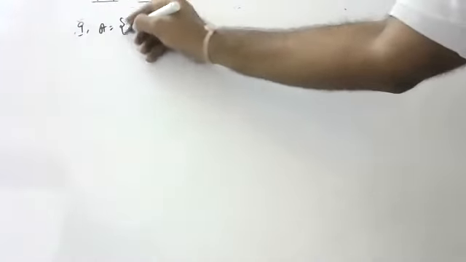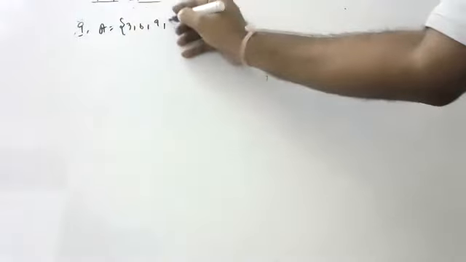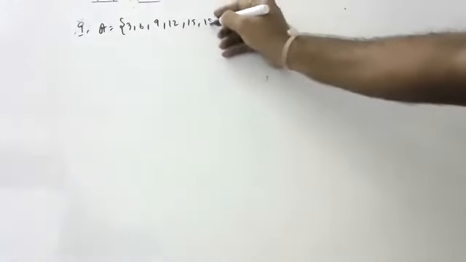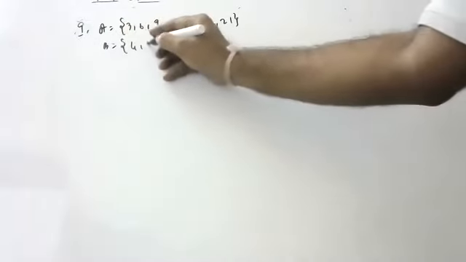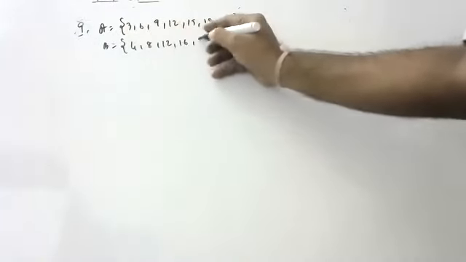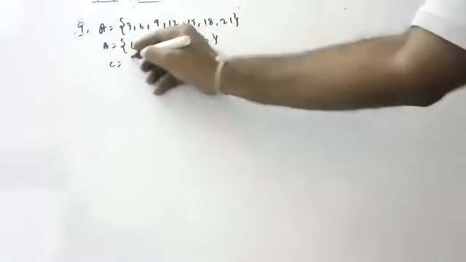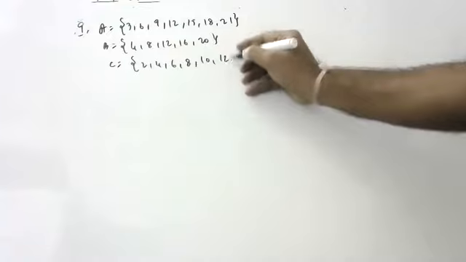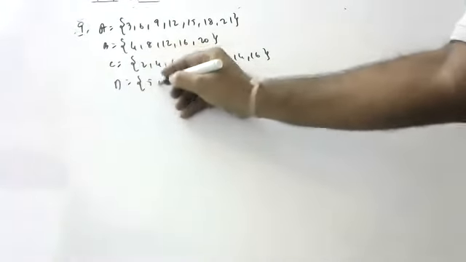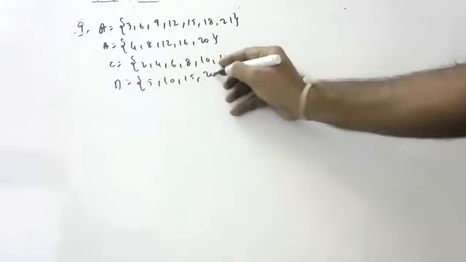Set minus we will do. A is 3, 6, 9, 12, 15, 18, 21. Check B, children: 4, 8, 12, 16, 20. Please check, children. C is 2, 4, 6, 8, 10, 12, 14, 16. Check D, children: 5, 10, 15, 20.